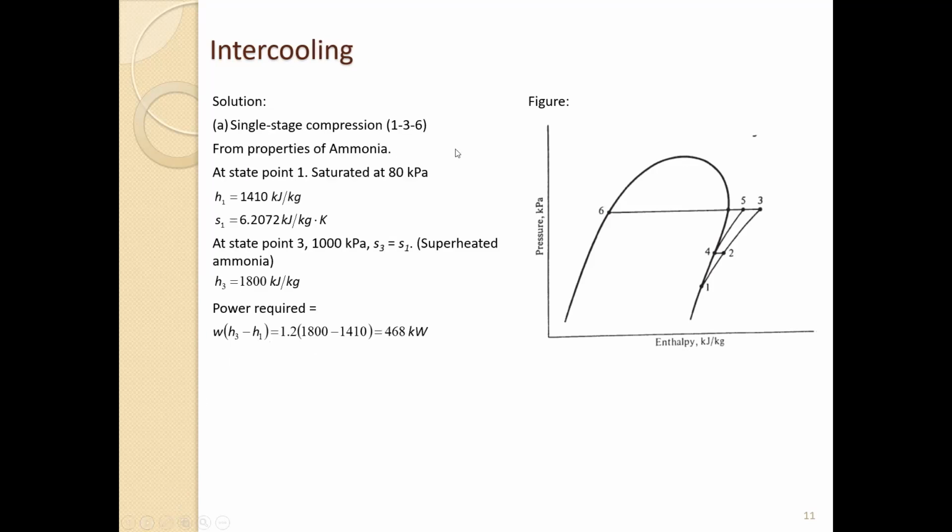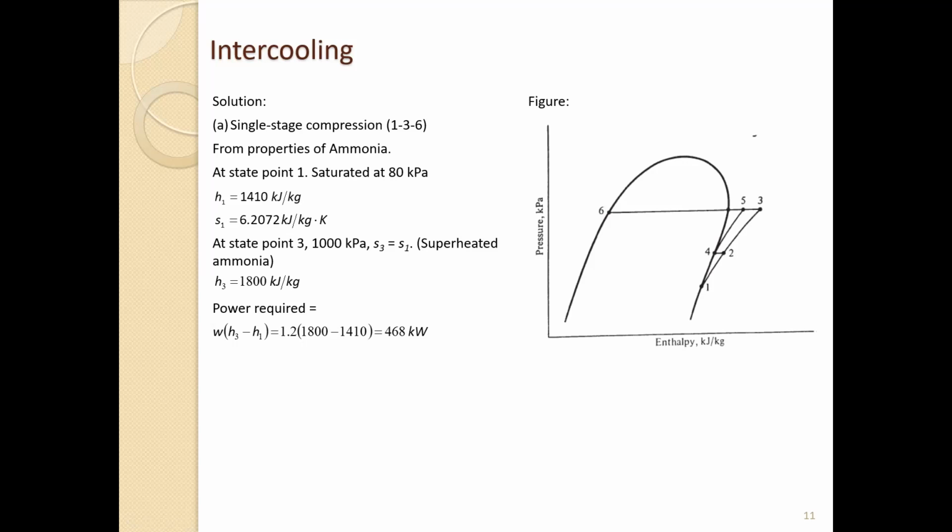Solution. So single-stage compression is 1, 3, and 6. Properties of ammonia. Saturated point is at state point 1, saturated at 80 kilopascal. So H1 is 1410 kilojoule per kilogram. S1 is 6.2072 kilojoule per kilogram K. At state point 3, 1000 kilopascal, S3 is equal to S1. So this is superheated. So H3 is equal to 1800 kilojoule per kilogram.